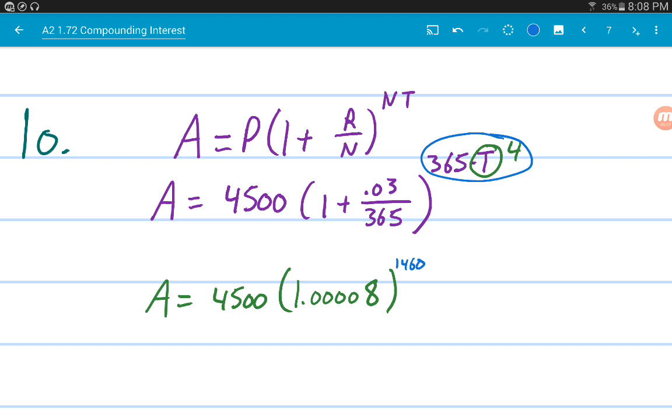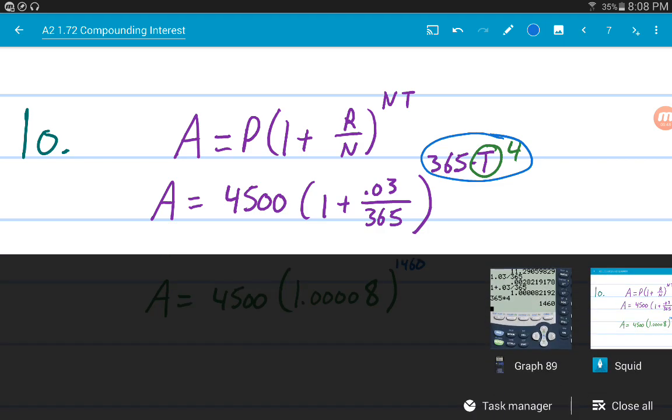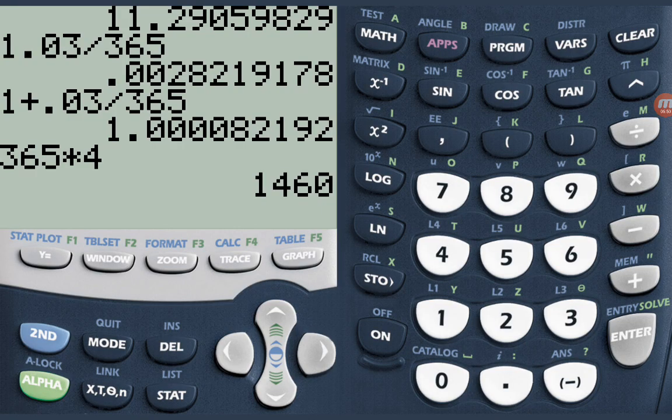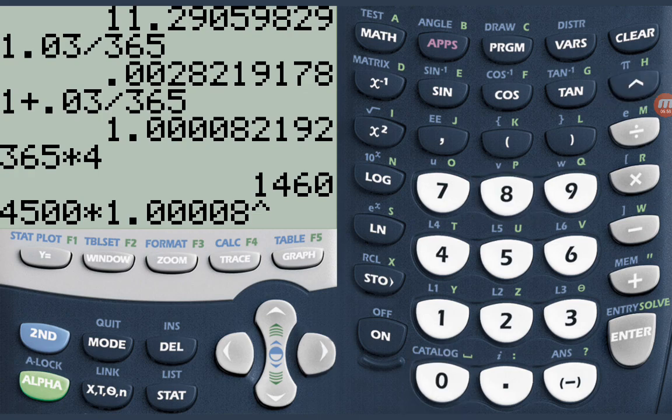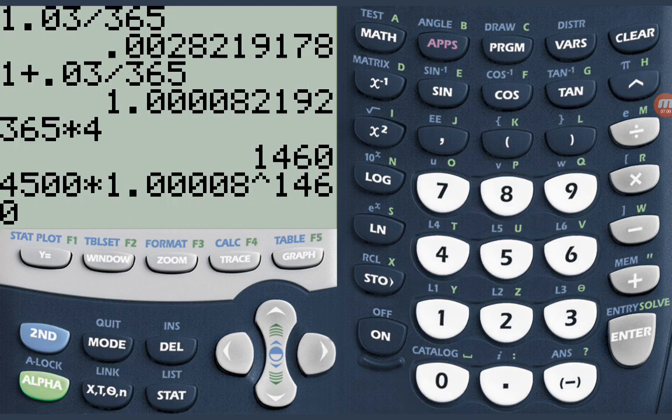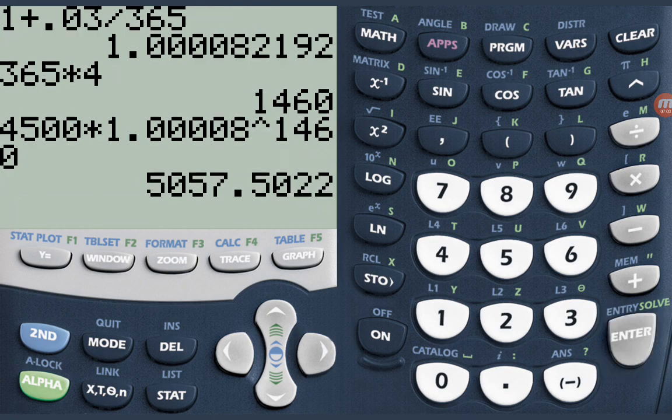Alright. Now this is cake. This looks like something I should just type into the calculator. This is a number times a number raised to another number. That seems very straightforward. 4,500 times that raised to the 1460. 1.00008 raised to the 1460, and let's hit enter.